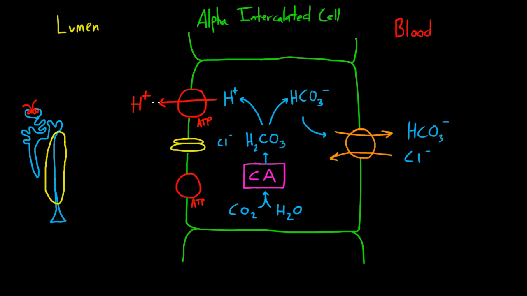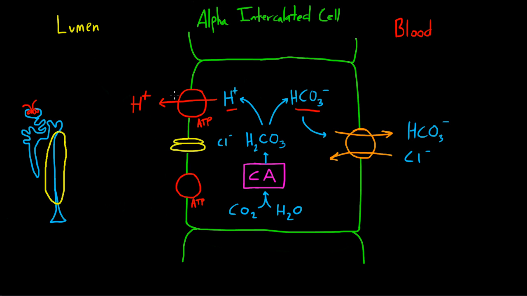Okay, so where did these come from? Well, the same source that we saw in the proximal tubule. So dissolved CO2 and available water in the presence of carbonic anhydrase turn into carbonic acid, which will quickly dissociate into hydrogen ion and bicarbonate. And then these pumps can put the hydrogen ion out into the lumen.